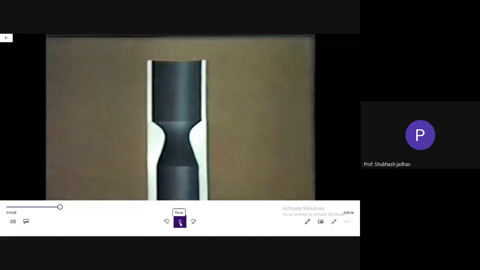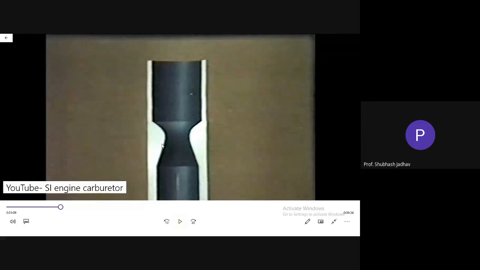So this is a single jet carburetor. This is a venturi, as shown. The section is being decreased and then increased, so this becomes your venturi. The inner part where the diameter of the venturi is least, we call the throat of the venturi. This is the inner side through which air is flowing, and this is the outer side through which the mixture is supposed to flow.